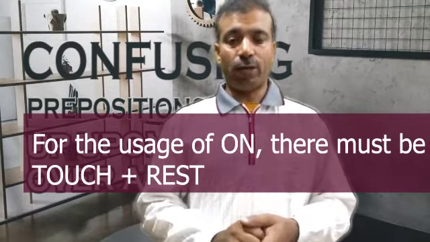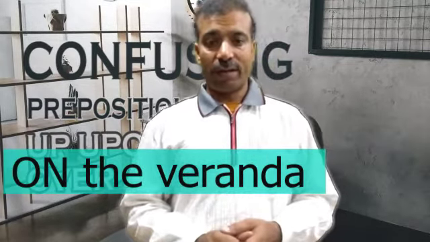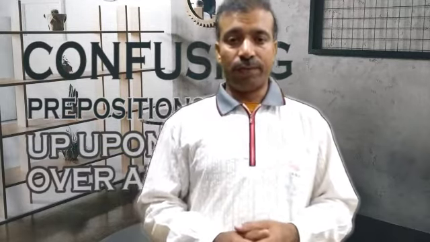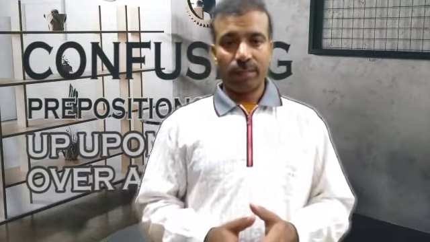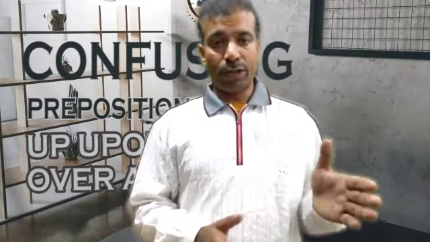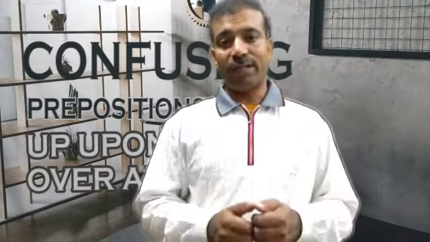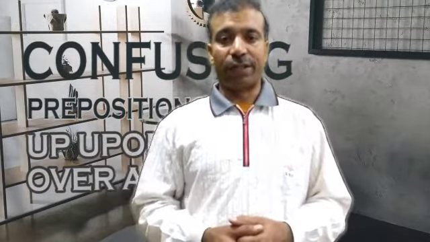The pen is lying on the table. He was sitting on the chair. He was sitting on the veranda. He was sitting on the roof. The chair is on the roof. Like this, on is used for touch and rest. In comparison to on, upon is used for movement and upward direction. But on and upon have one identical, one similar thing, that is upward direction. On has touch plus rest, while upon has movement plus touch. And both have one thing the same, that is upward direction.